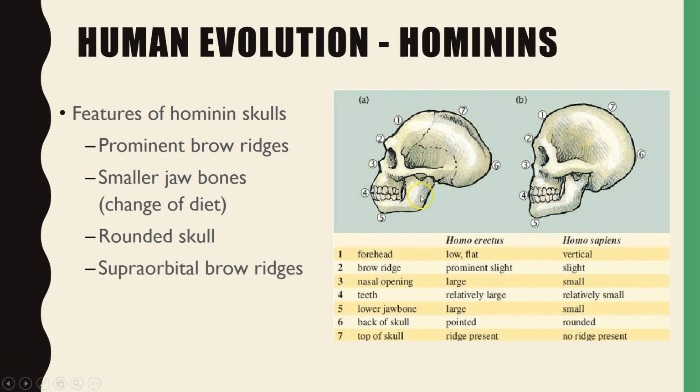We have a smaller jawbone, so the proportion or the length of the jawbone is smaller in Homo sapiens compared to earlier hominins because our diet has changed. Our skull is more rounded, meaning we have a larger brain volume, and these brow ridges, as already mentioned, are smaller in humans compared to earlier hominins, which is all listed in this table here.